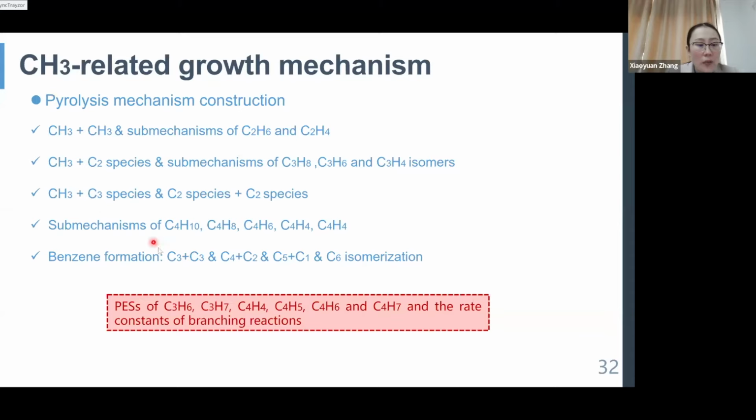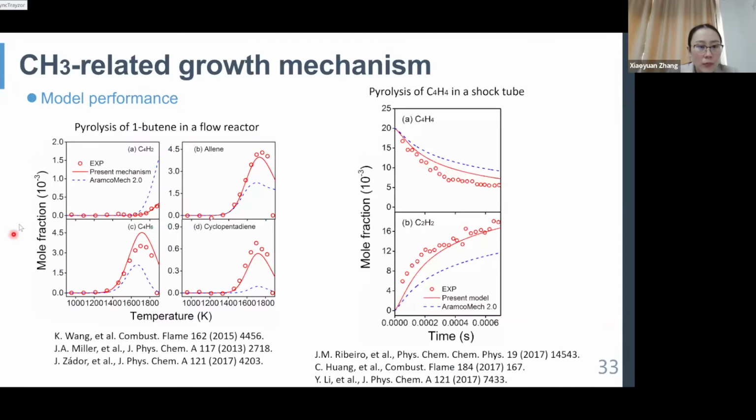In order to better account for the pressure dependencies, the recent progress in calculating the potential energy surfaces of C3 and C4 compounds were incorporated in the model, and rate constants of different branching fractions with their pressure dependencies were considered in the model. Here is the model performance. As we can see, solid lines are the predictions by the present model, and dashed lines are from a literature model. The present model can reasonably and better predict the experimental data.